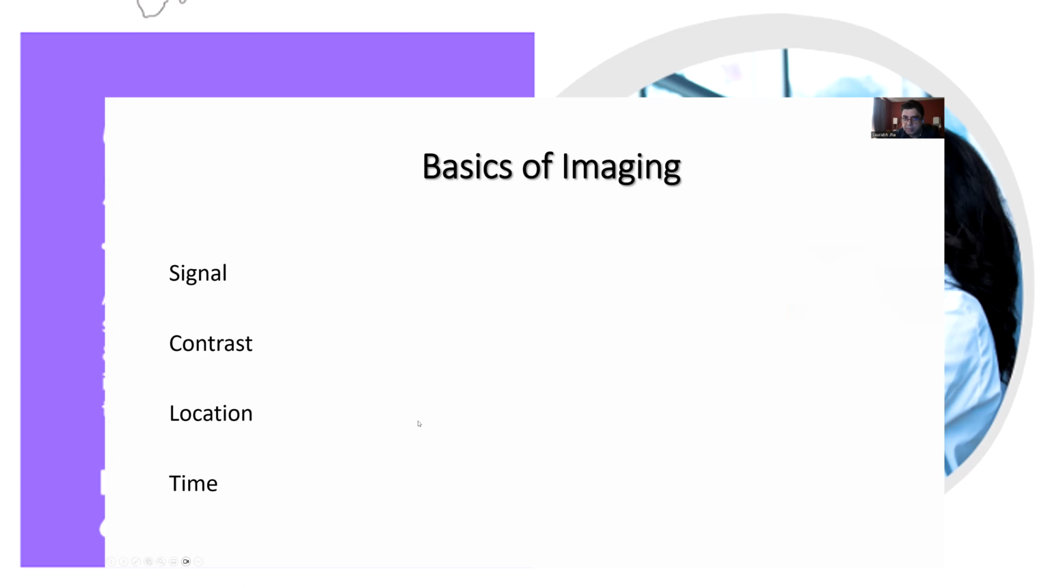So with any imaging, there are a few things we need to keep in mind. We need to generate a signal. But if everything had the same signal, then you would not really be able to see one structure from the other. So we need to generate contrast. Things must look different. That's a key principle. And we also need to localize where things are. And in some cases, we need a dynamic temporal component, time. So if you think about it as a 4D thing, this is one way of looking at the 4 components of imaging.